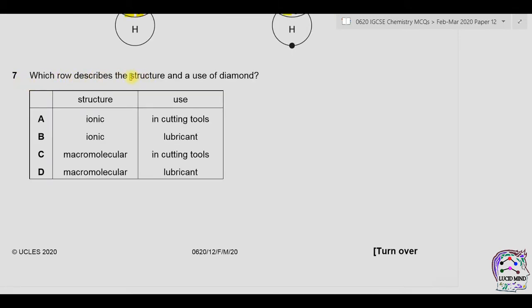Question 7. Which row describes the structure and a use of diamond? In diamond, carbon atoms are present, and each carbon atom makes 4 single covalent bonds with other carbon atoms, and this structure goes on. So this is a very giant molecule and covalent bonding is present in this. So the structure of diamond is macromolecular, it is not ionic, and the use of diamond is cutting tools. It is not a lubricant because diamond is a very hard substance and graphite is actually used as a lubricant. So therefore the correct option is C.